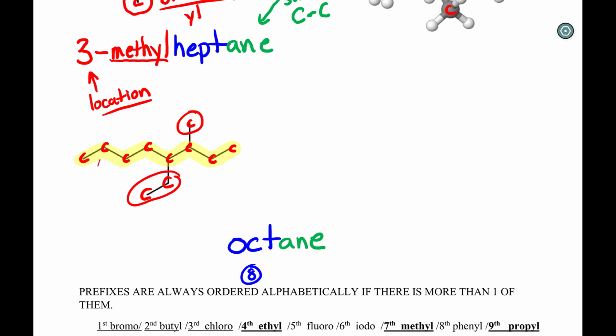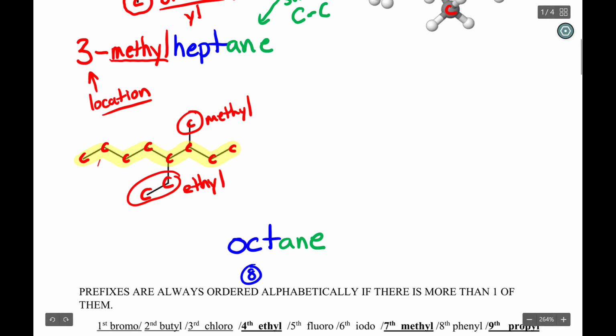And so the next thing I need to do is deal with the 2 branches. The branch to the top here has 1 carbon, and so this would be called a methyl group. And the branch to the bottom has 2 carbons, so 2 carbons in organic chemistry is eth, so this would be an ethyl group.